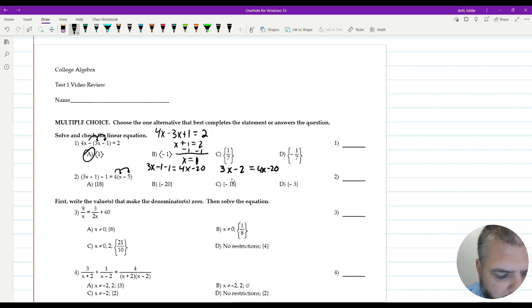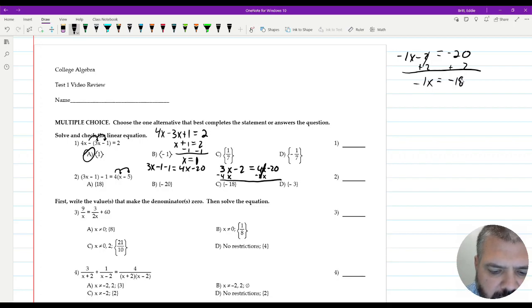Now, I have variables on both sides, constants on both sides. It doesn't matter what side you move your variable to. But I usually try to move my variable to the left when I can. So I'm going to move my 4x over. So that cancels out there. On the left side of the equation, that's going to give me a -1x. And then I have minus 2 equals -20. So add 2 to both sides to move the constant over to the right side of the equation. I have -1x equals -18. Divide both sides by -1, and I get x equals +18. So that is also A.